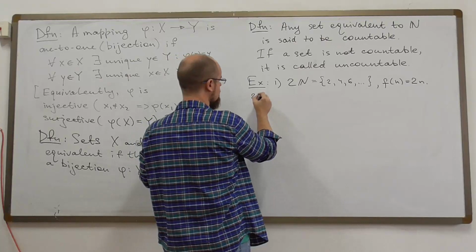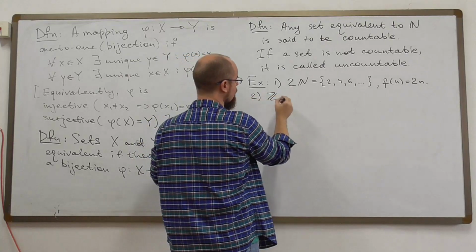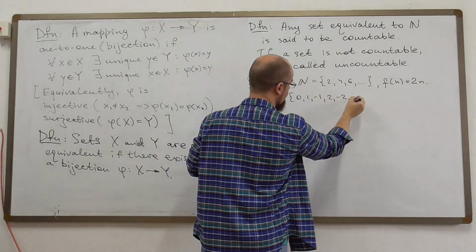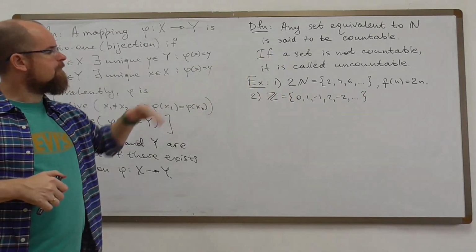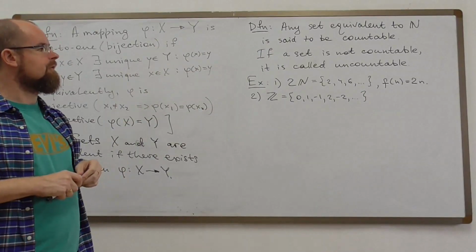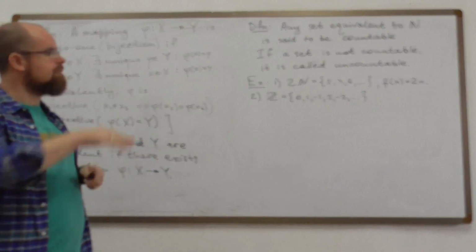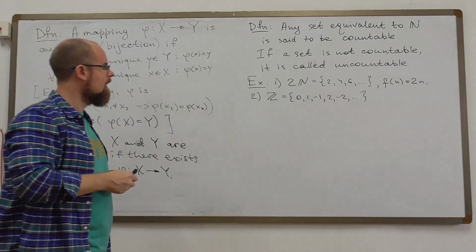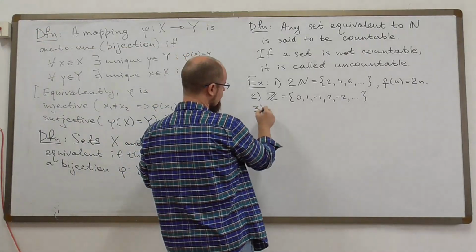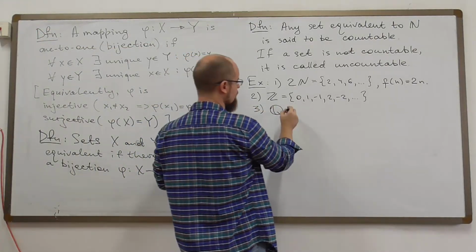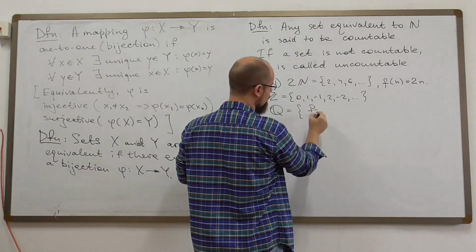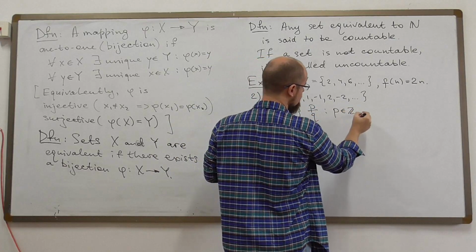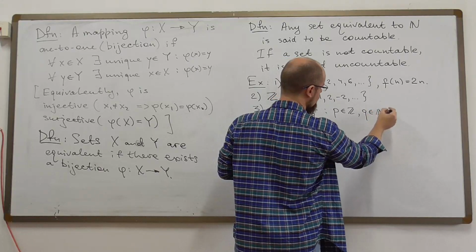Another example is the set of all integers. The set of integers is also equivalent to the set of natural numbers. I leave it for you as an exercise to figure out what kind of bijection can prove this. An even more complicated example is the set of all rational numbers, that is, all the numbers of the form p over q, where p is an integer and q is a natural number.